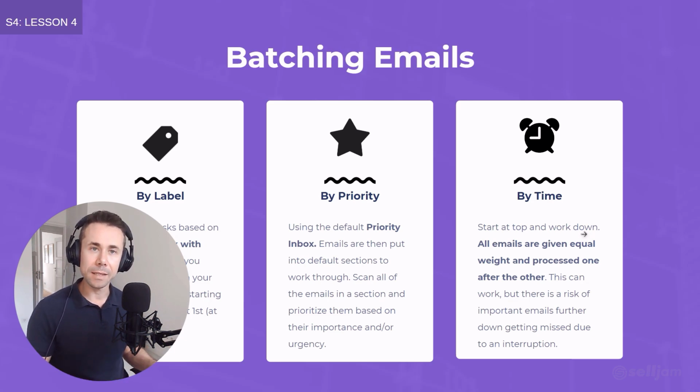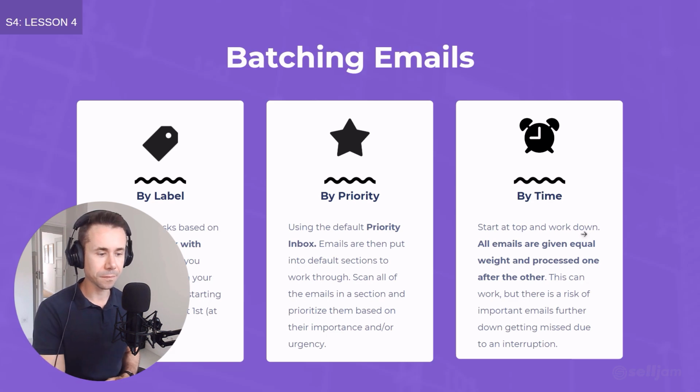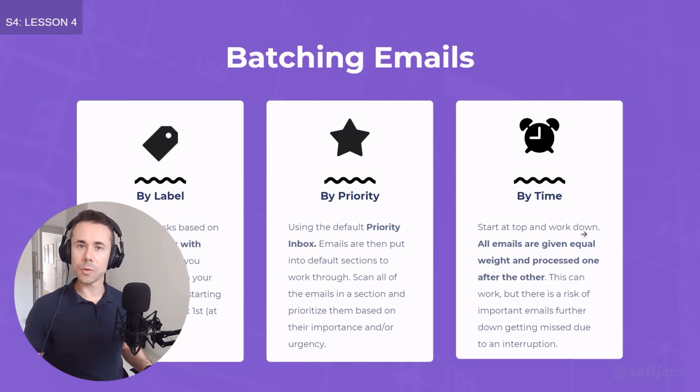But in the next lesson, we're going to look at the priority method that I've come up with, where you would use different labels and you would have those set up so that you can work from the top down to ensure that you're getting to the most important tasks and emails as they are appearing at the top. So how do I use email batching?